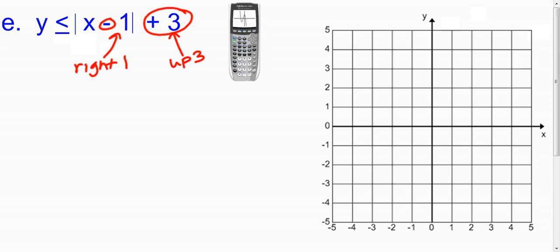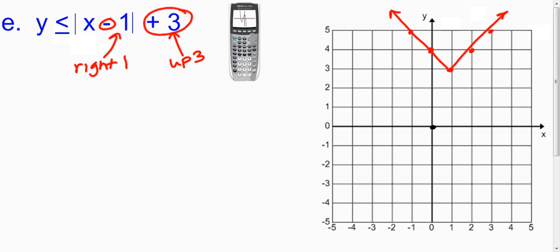Okay, so I'm going to take that basic function. I moved it right 1 and up 3, and the slope of that still remains the same. Positive 1 on the right side, negative 1 on the left side. Underline inequality symbol, so I will connect with solid lines. And it's a less than symbol, so I'm probably going to shade below the lines. But let's test a spot.